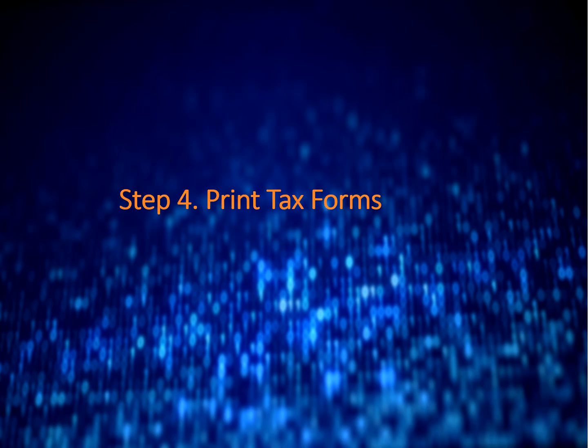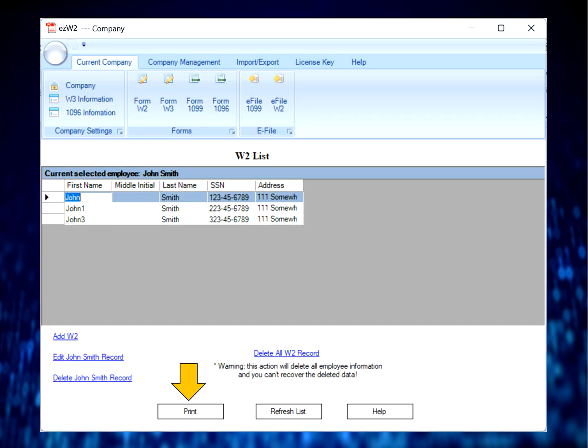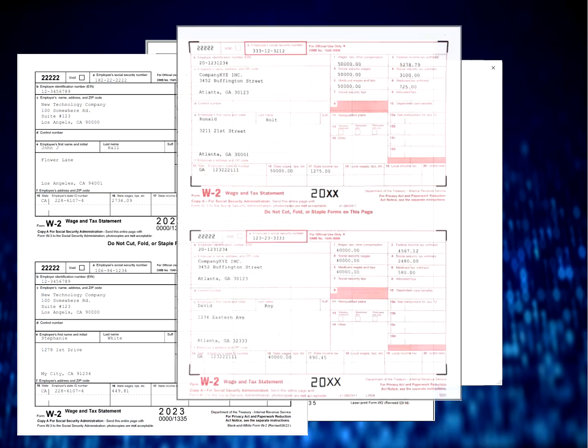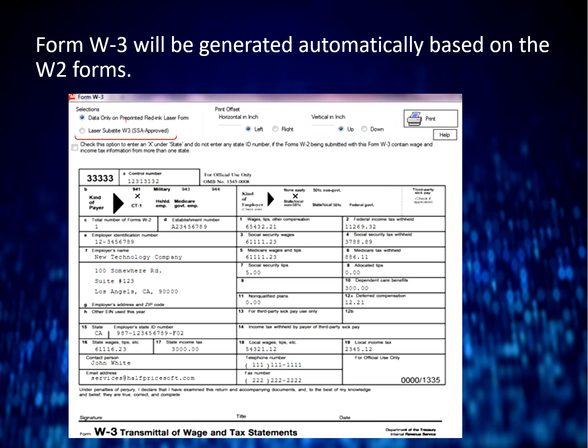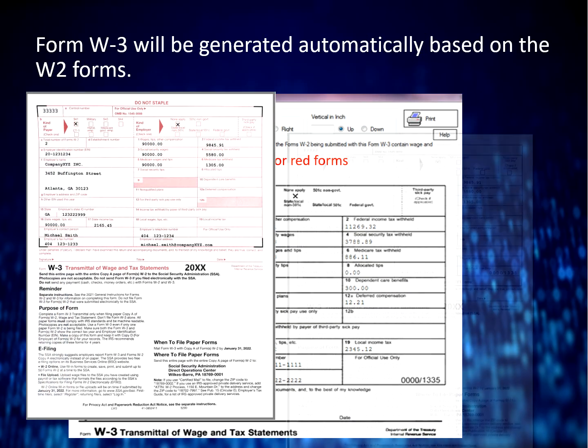Step 4. Print forms. Print a single form or a batch, either on plain white paper or pre-printed red forms. You can print one form per page or multiple forms on a sheet. Form W3 will be generated automatically based on the W2 forms.